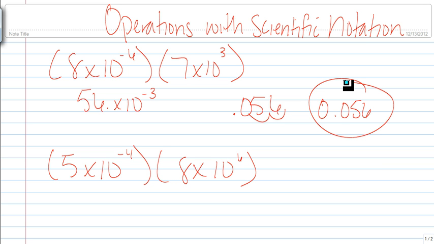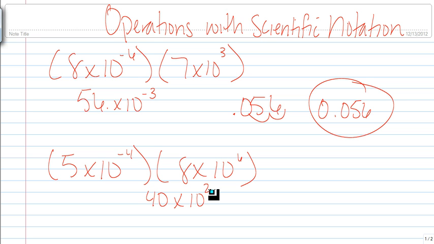Okay, let's try it again with another one. Let's do the next one I have here. First, multiply your numbers. 5 times 8 is 40. So 40 times 10 to the, well, now you want to combine your exponents. Negative 4 plus 6 is positive 2. So I have 40 times 10 to the positive 2.